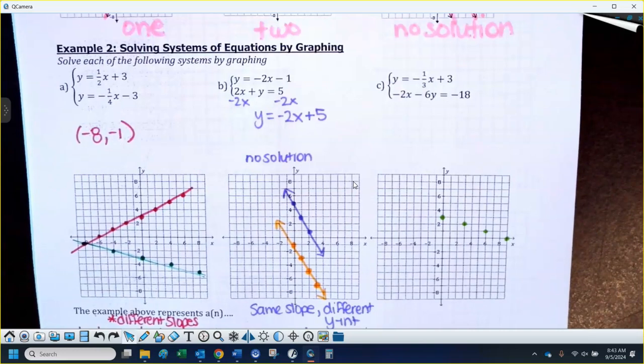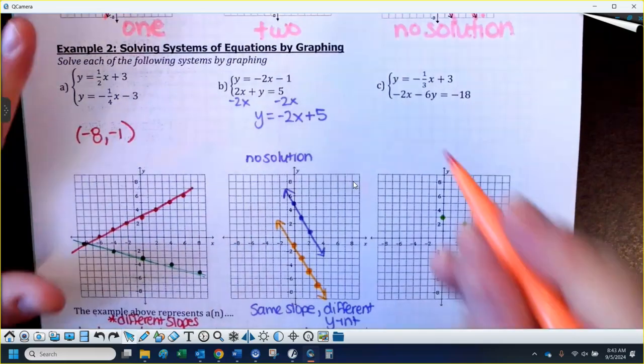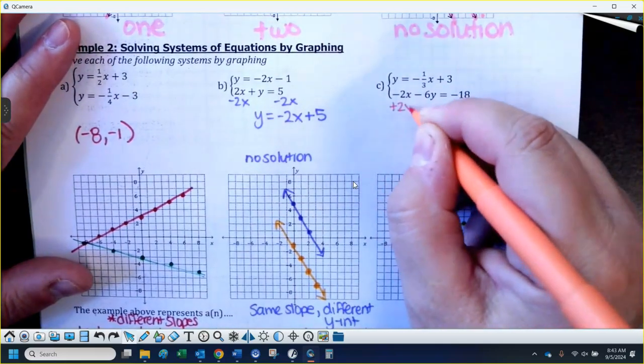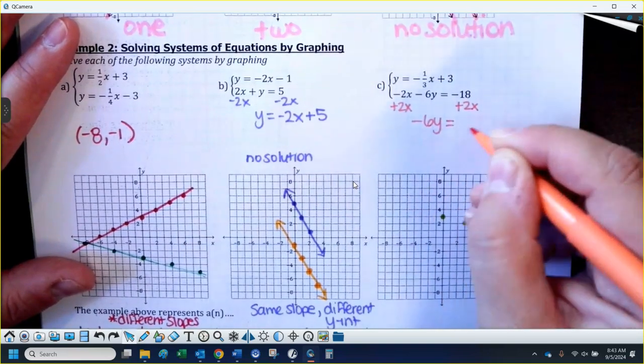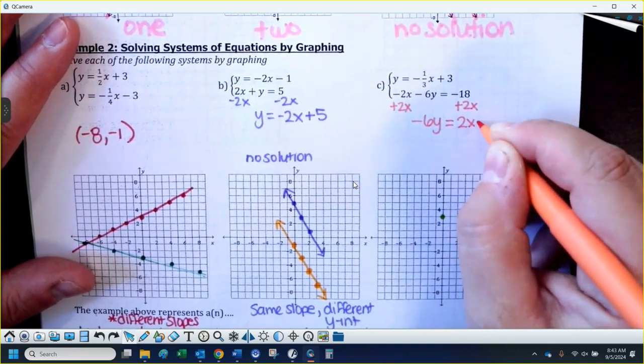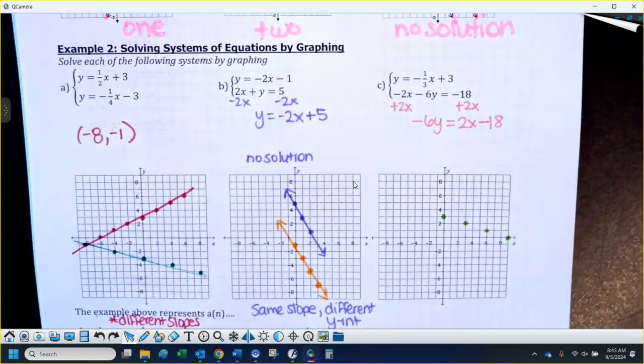I might recommend what we did on the last question though. I would probably put it in slope-intercept form. So what I would do is add the 2x real quick. And my goal there is going to be to put y by itself on one side. And I'm going to write the 2x right after the equal sign and just slide that negative 18 over to the side. Then it'll look more like slope-intercept form.